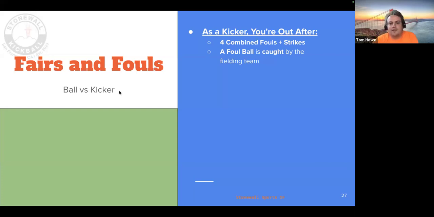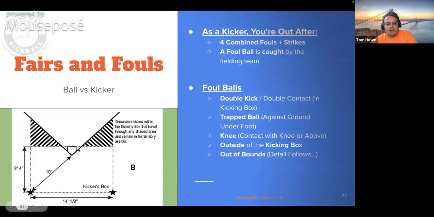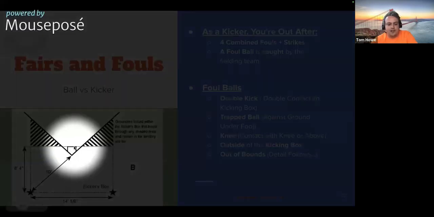Let's talk about fairs and fouls, though. As a kicker, you're out after you accumulate, like I said, a combined 4 strikes and fouls. Also, a foul ball, if it's a pop fly or a fly ball, can be caught. Foul balls, don't worry too much about this. Basically, don't kick the ball in front of the plate. So you see home plate here. Make sure that you're kicking the ball behind home plate. So you're making contact behind the front line here.